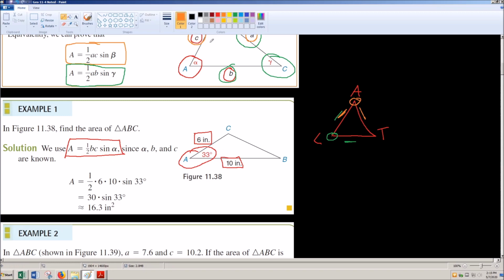So jumping back into this one, let's plug the numbers in. Doesn't matter which is which here. So 1/2 times 6 times 10 times sine 33. We're just going to round to the hundreds place here. As an exact answer, it would be 30 sine 33. But let's say, for example, I said round to the tenths place. This is what we would get. Not too bad.